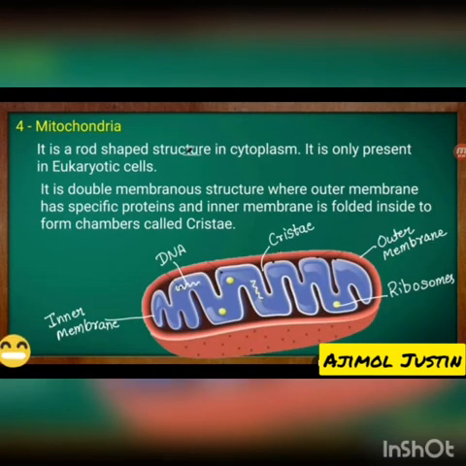Next cell organelle is mitochondria. It is a rod-shaped structure present inside the cytoplasm. It is only present in eukaryotic cells, that means those having a true nucleus. It is a double membrane structure. In the figure you can see the outer membrane has specific proteins and the inner membrane is folded. Can you see? The inner membrane is folded inside, and these chambers are called cristae.